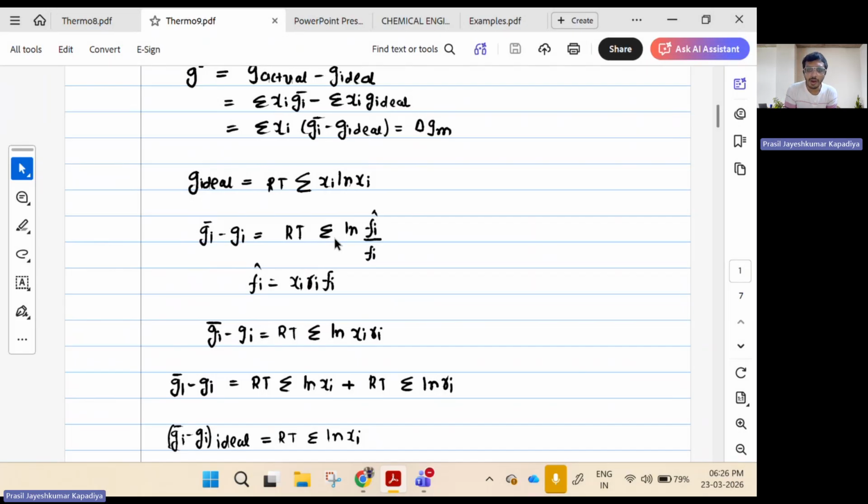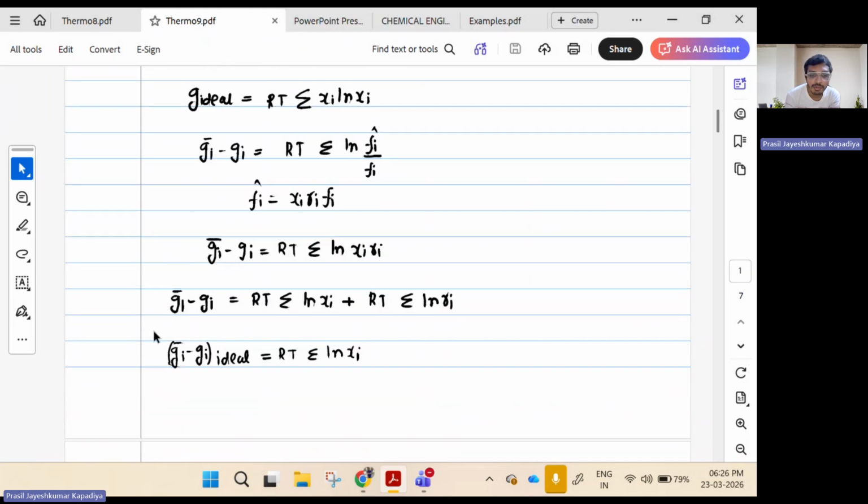Now Fi cap I can replace with xi gamma i into Fi. So Fi cancels out and I have Gi bar minus Gi equal to RT ln of xi gamma i. So Gi bar minus Gi will be equal to RT ln xi plus RT ln gamma i.